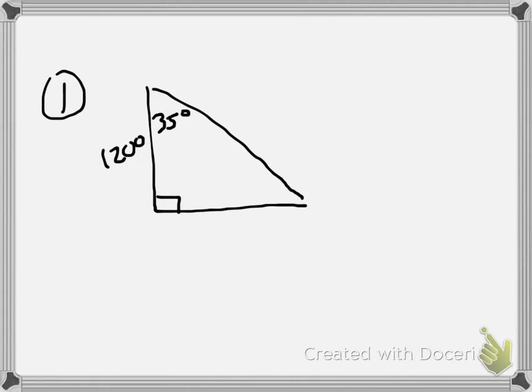Make sure that you don't forget that you need to be in degree mode since we're dealing with degrees. So the first thing that you want to do, once you have it in the correct mode, is list your sides. The one across from your angle is your opposite. The one across from the right angle is your hypotenuse. And the one next to the right angle, the last one, is your adjacent.